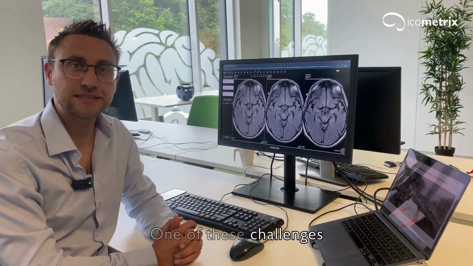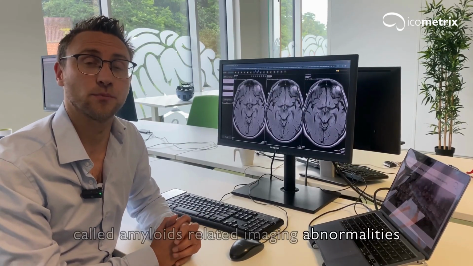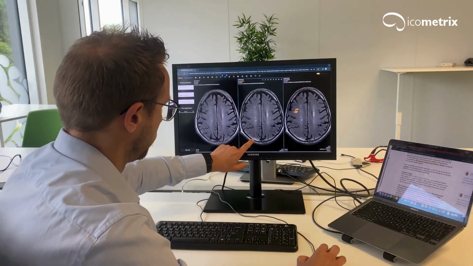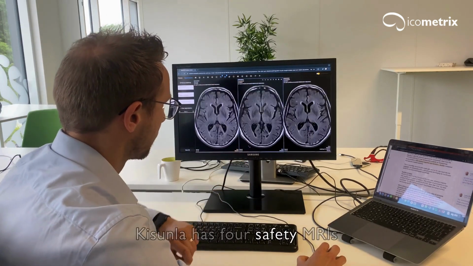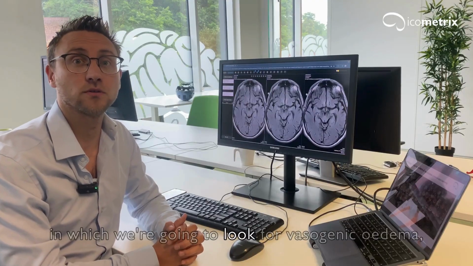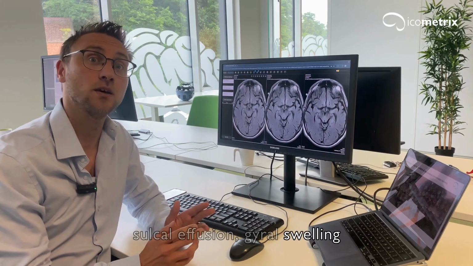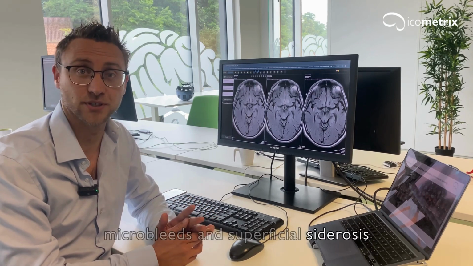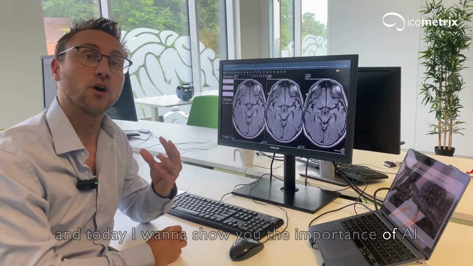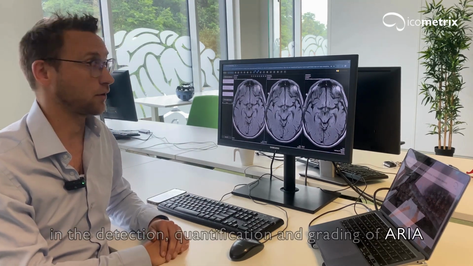One of these challenges is the monitoring of the side effects called amyloid-related imaging abnormalities with MRI. Compared to Leqembi, Kisunla has 4 safety MRIs in addition to the baseline scan, in which we're going to look for vasogenic edema, sulcal effusion, gyral swelling, microbleeds, and superficial siderosis. And today I want to show you here the importance of AI in the detection, quantification, and grading of ARIA.